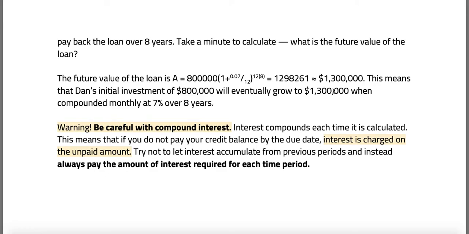Now, you want to make sure that you're careful with compound interest. This is because the interest compounds every time it's calculated, and as a result, if you do not pay your credit balance by the due date, your interest will be charged on the unpaid amount and keep growing. So make sure that every time period you are making your payment.